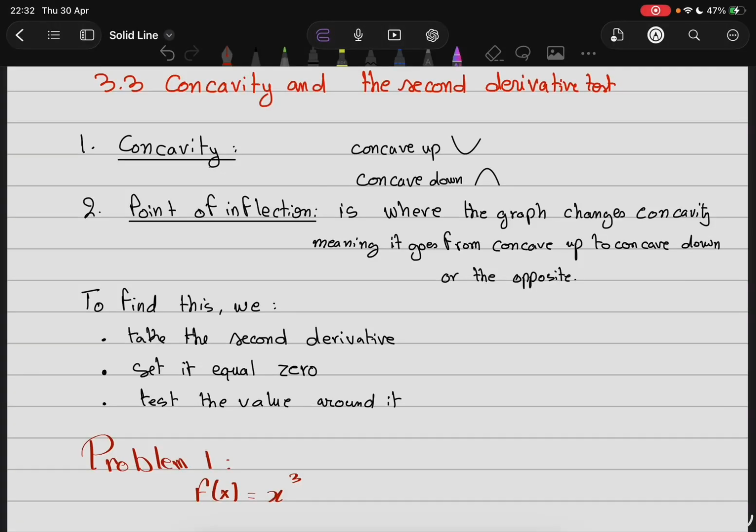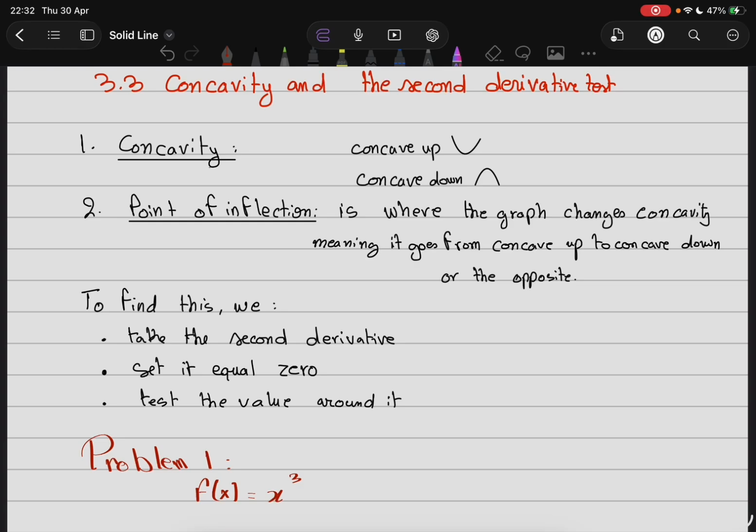Hi everyone. Today I'm going to explain concavity in the second derivative test. First, let's remember that the first derivative tells us if a function is increasing or decreasing and helps us find the maximum and the minimum point. Now, the second derivative helps us understand the shape of the graph, which is called concavity.